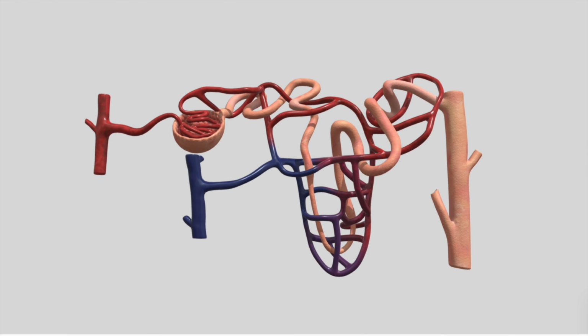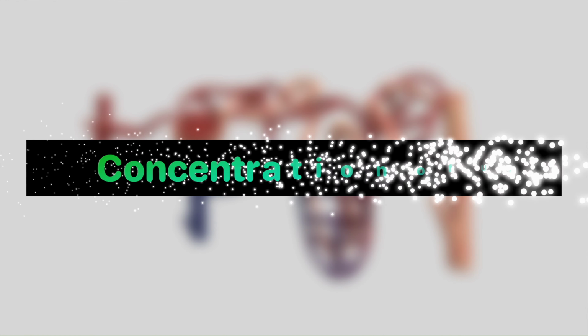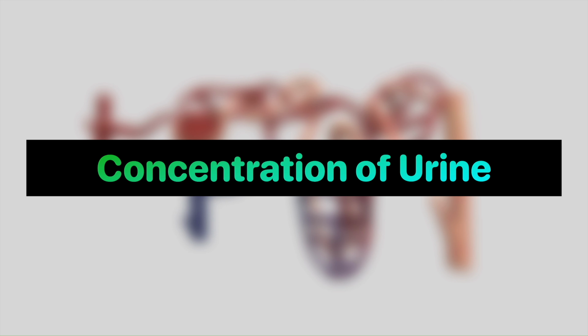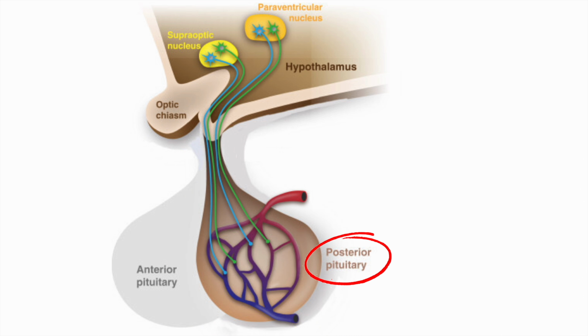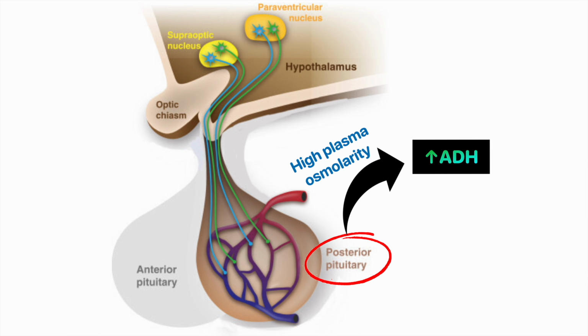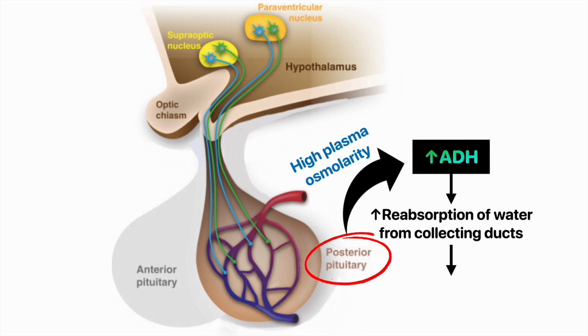After the medullary osmotic gradient has been established, dilute or concentrated urine can be formed as per the osmotic status of the body. When plasma osmolarity is high, concentrated urine is formed. In such conditions, ADH, that is, the antidiuretic hormone, is released from the posterior pituitary. This hormone increases reabsorption of water from the collecting duct via aquaporin 2 channels.